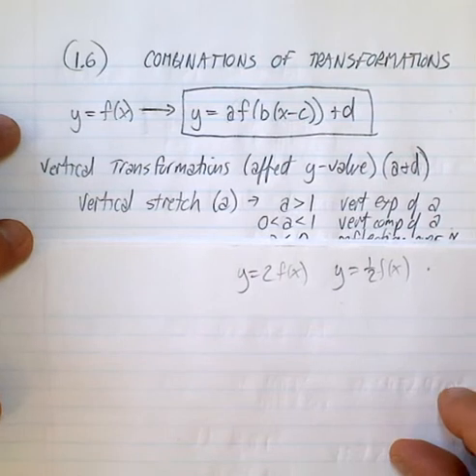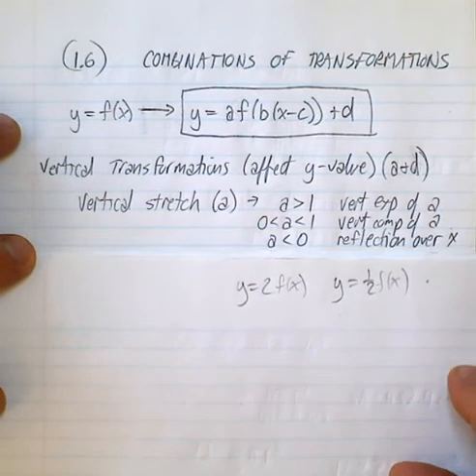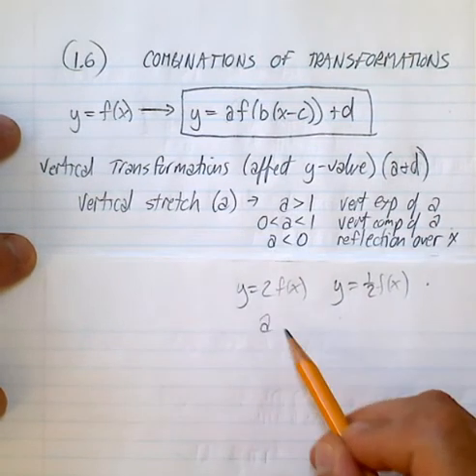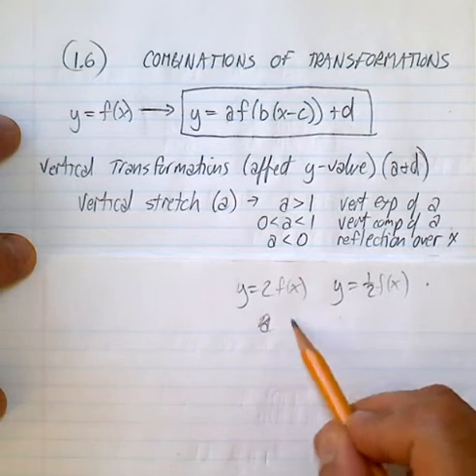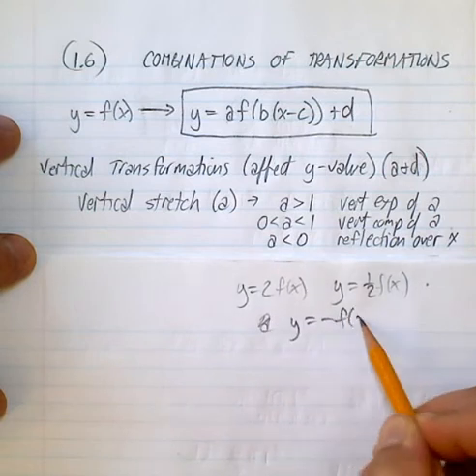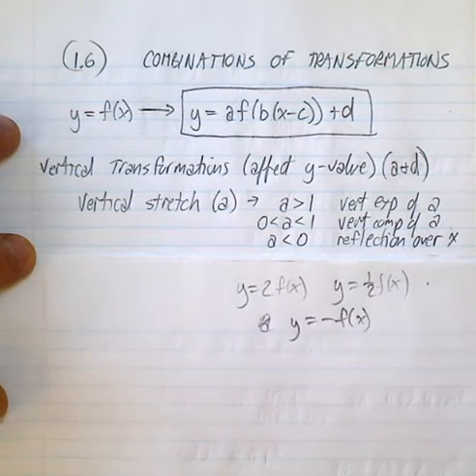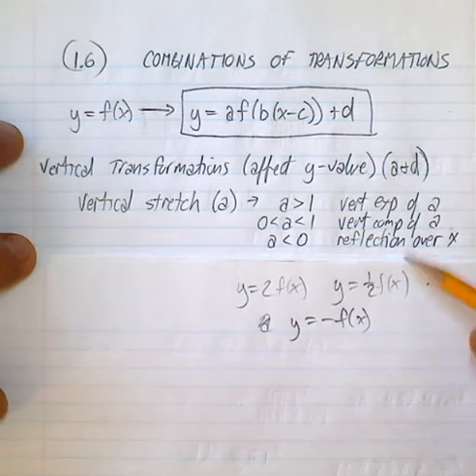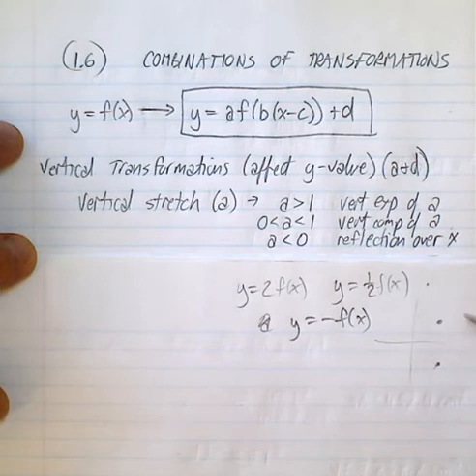The third thing here is if you have y equals negative f of x, which would be a -2, -1/2, -1, whatever. What that means is that your y values now become negative, so it flips from up here to down here. It's a flip over the x-axis.